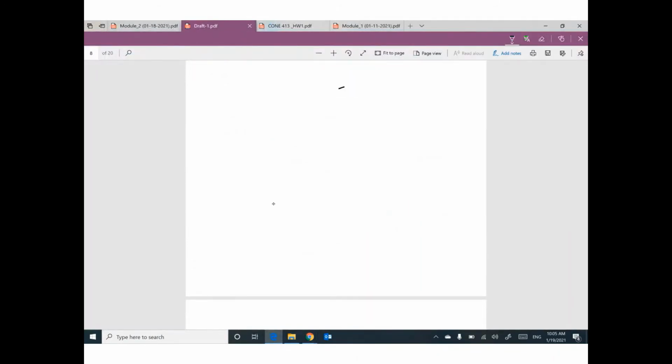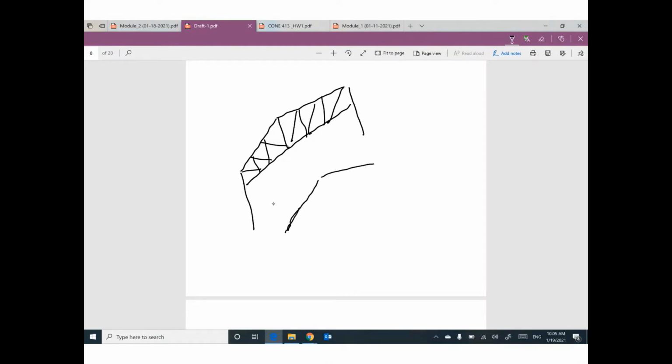If you have a truss as a main system here, like this, and this truss is repeated one more time, like this.